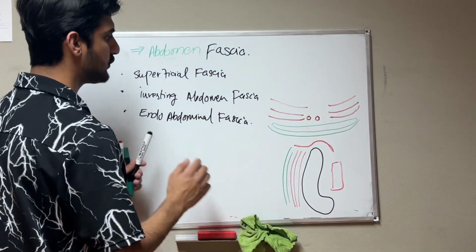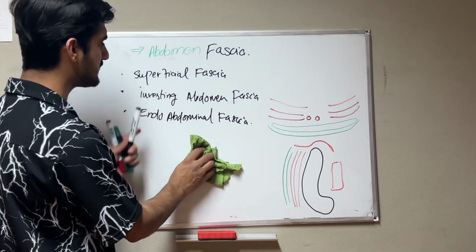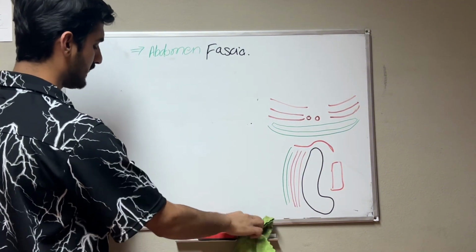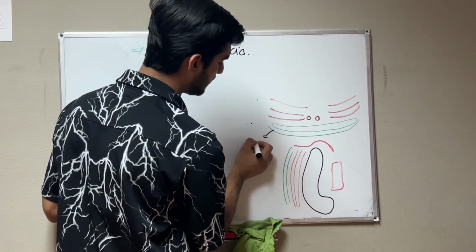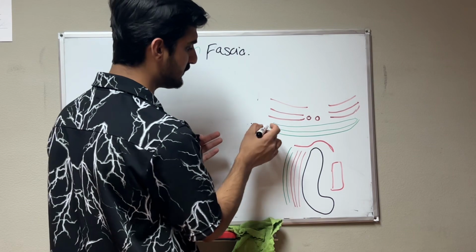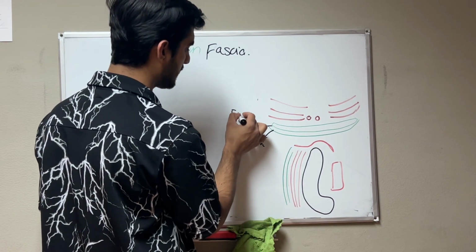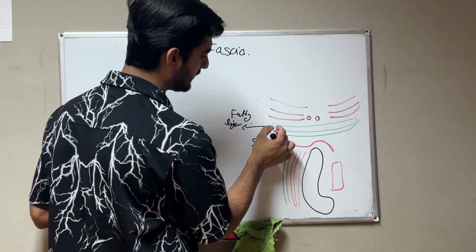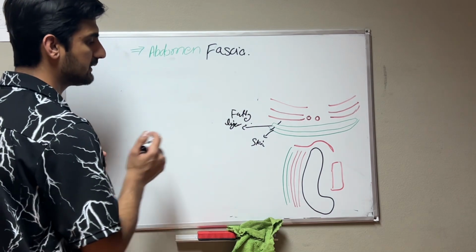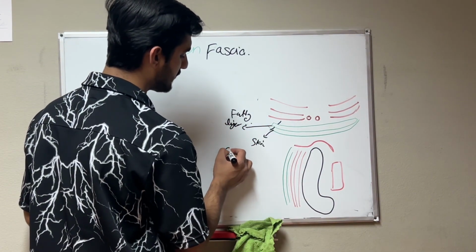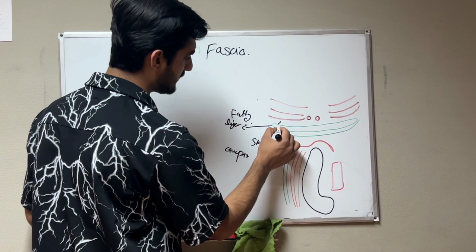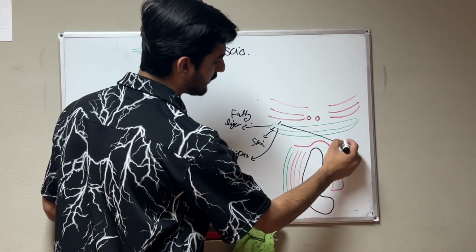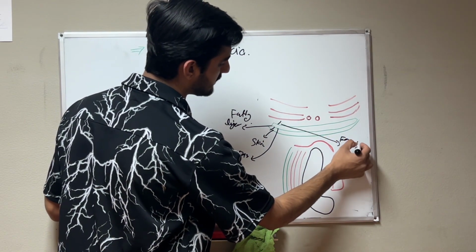Now I will explain where we have superficial fascia, where we have endoabdominal fascia, and where we have investing fascia. First we will develop the superficial fascia. If you consider this is the skin, and beneath the skin we have the fatty layer. The fatty layer we have in two parts: the first is the Camper fascia, and this one is the fascia Scarpa.